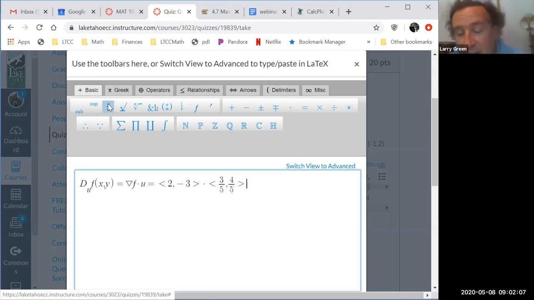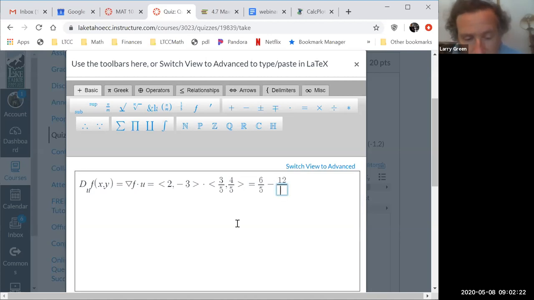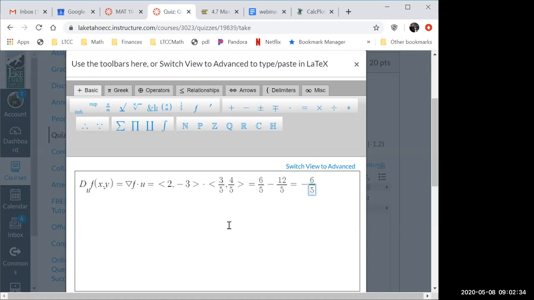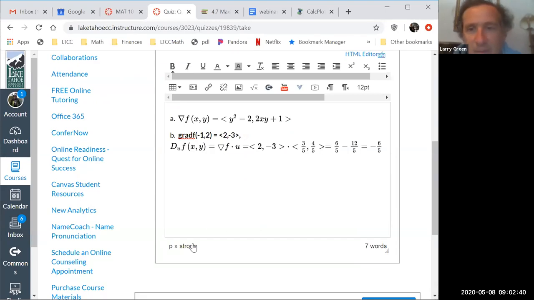And now, you have to know how to do a dot product, but it's basically arithmetic. That's 6/5 minus 12/5. Hopefully you can all do that in your heads. What do you get? -6/5. Yeah, -6/5. Okay, very easy to watch me do. Hopefully it was easy for you to do also. But there's our directional derivative of f in the direction of u evaluated at the point -1, 2.